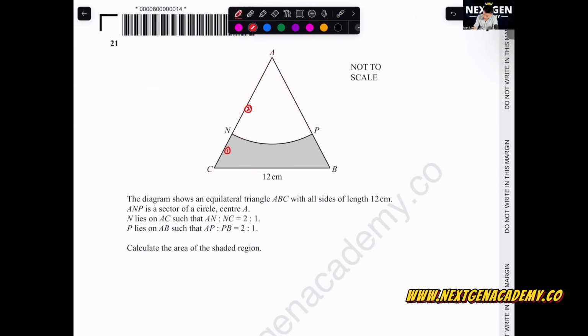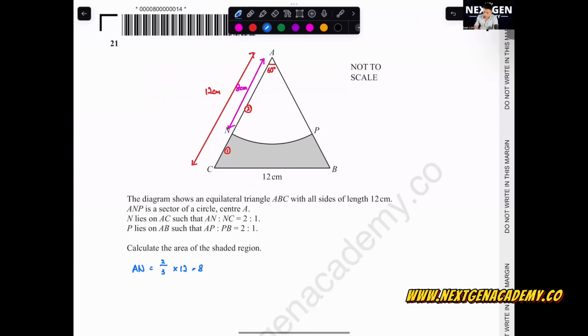They say this is an equilateral triangle, so that means we can also say that here is 60 degrees. All of them are equal length, and here is 12 cm. What we need to find first is AN. According to the diagram, it is 2 to 1, so how do we split this part? We can say AN is 2 over 3 multiplied by 12 according to the ratio. This will be equal to 8, so this part here is 8 cm.